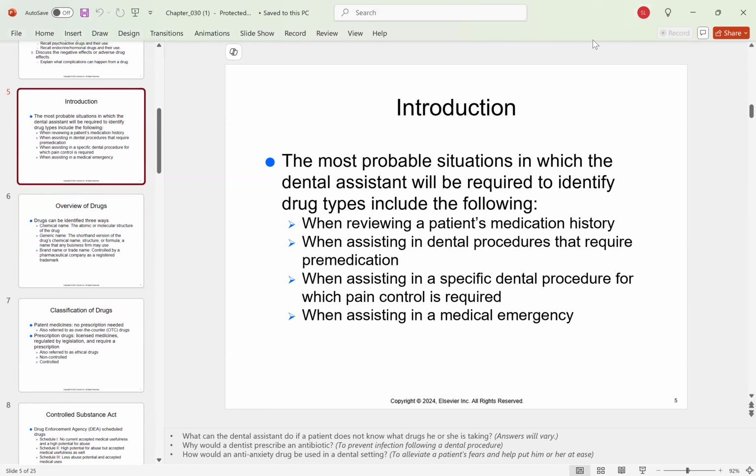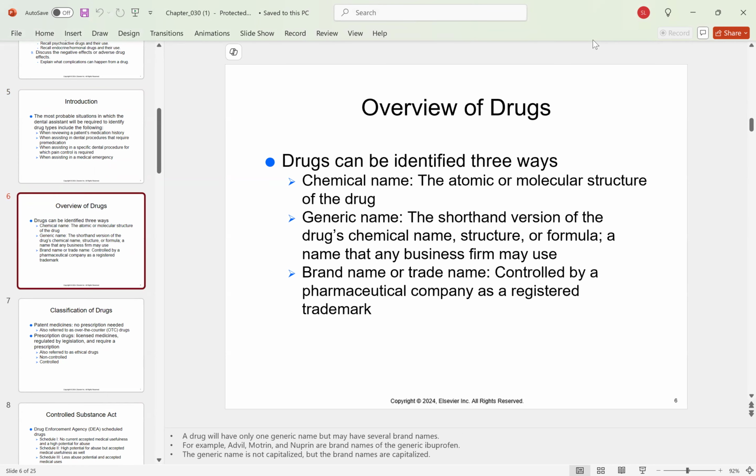The most probable situations in which the dental assistant will be required to identify drug types are when we're looking at the medication history, when we're assisting in procedures that would require the patient to take a pre-medication, when assisting in a specific dental procedure where we might want pain control, and also assisting in emergencies. So drugs can be identified in three ways. They have their chemical name, their generic name, and then their brand name or trade name.